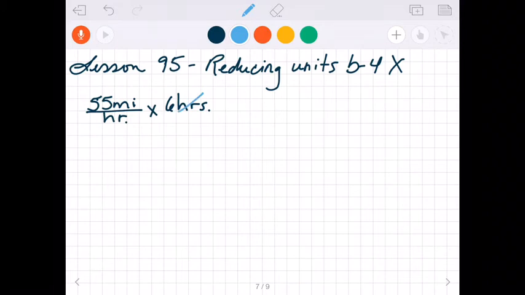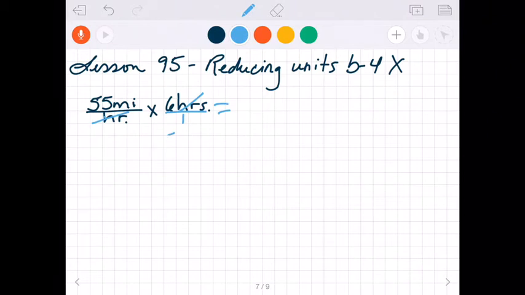So here I've got hours, and there I've got hours. Here it's in the numerator. I'll write that over 1 so we can see that better. And here it's in the denominator. Okay, so we can cancel those out. There aren't any other miles to speak of, so now we can just multiply 55 by 6.